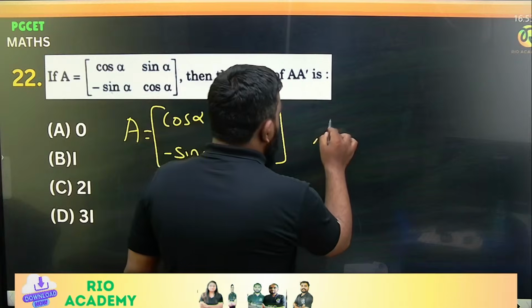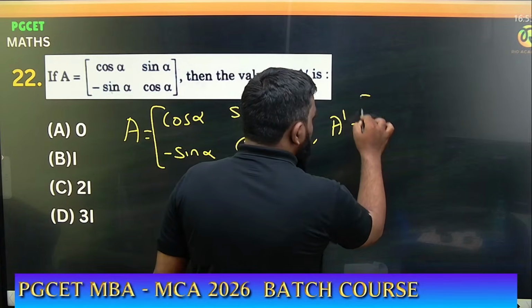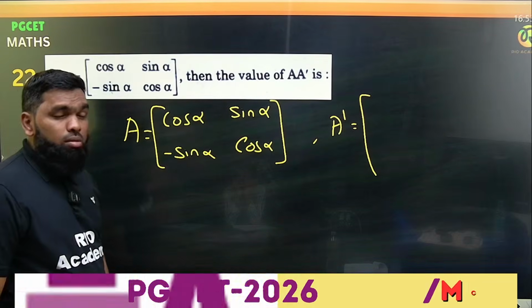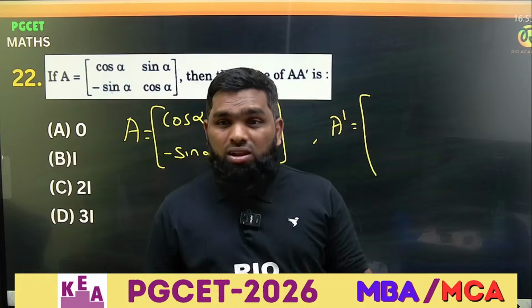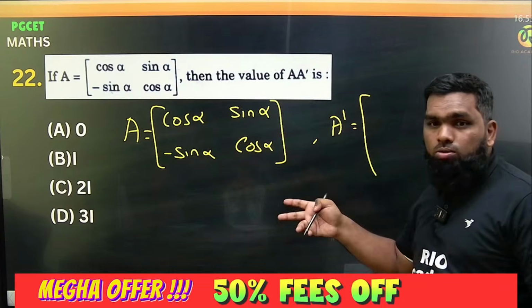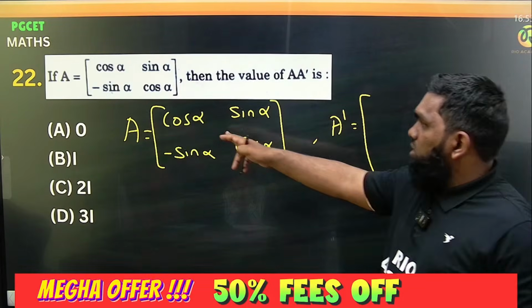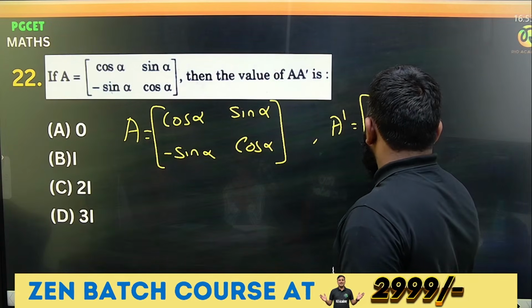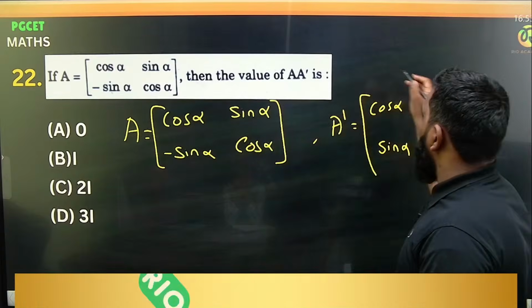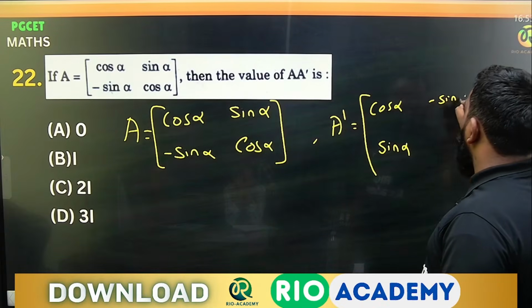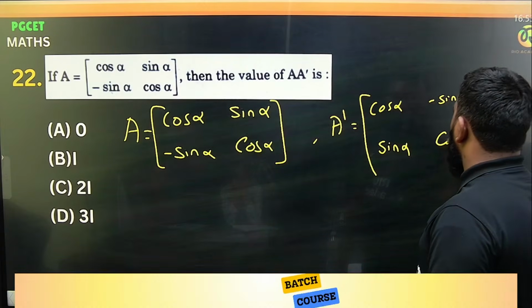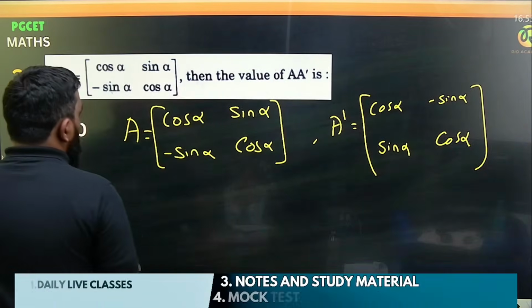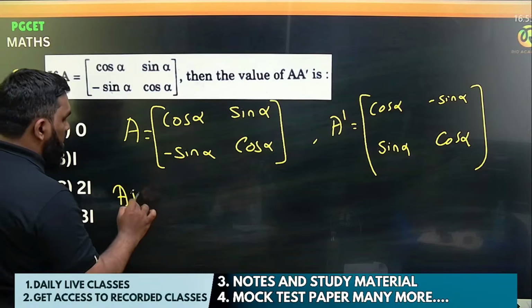And then A dash. A dash means the transpose of matrix A. For the transpose, rows change to columns and columns change to rows. So it becomes cos alpha, minus sin alpha in the first row, and sin alpha, cos alpha in the second row. Rows change to columns. Here, what we need to find? We need to find A into A dash.